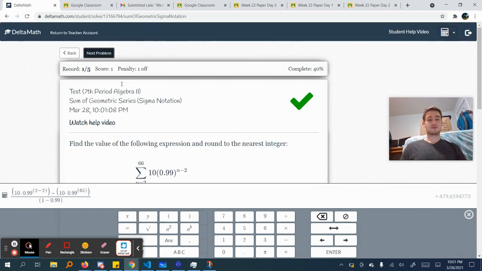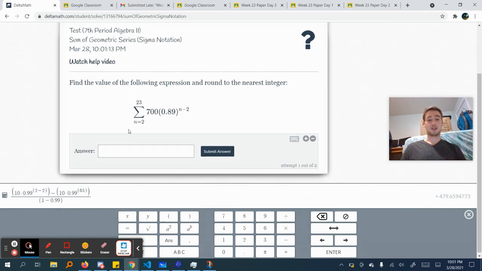That takes us there. So what we need to do here is we show the first term is going to be 700 times 0.89 raised to the 2 minus 2. There are 23 minus 2 plus 1, so 22 terms in our sequence. 0.89 here, 700 there, 1 minus 0.89. If you put this into something that looks like your formula, then you've got it. Here, we're going to have 5874.